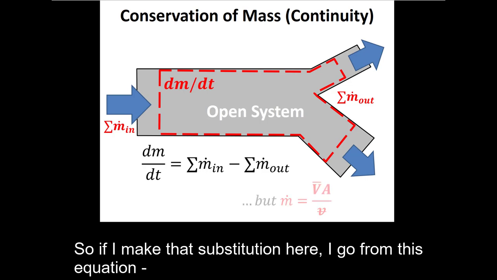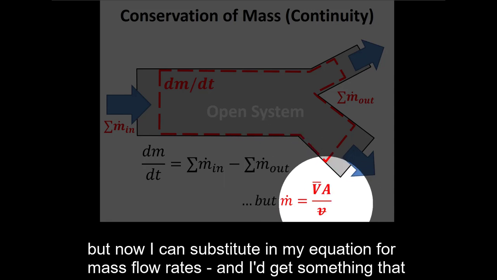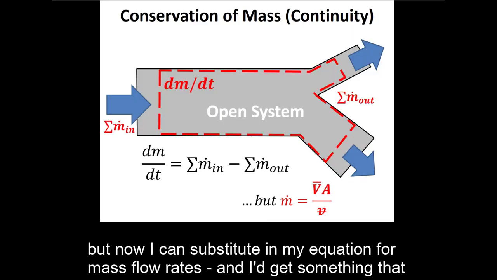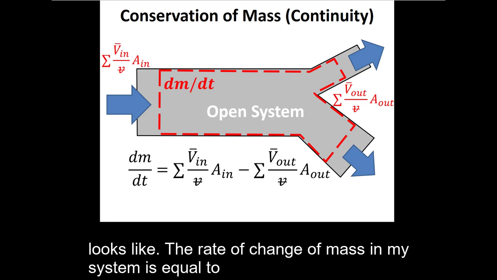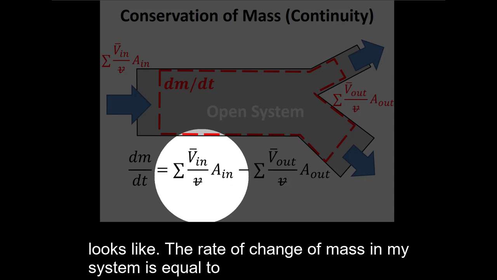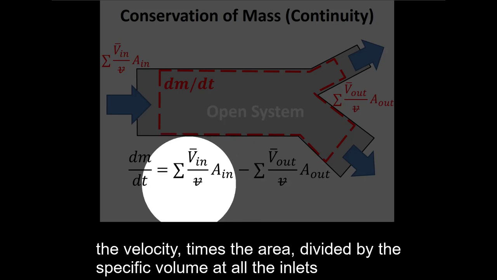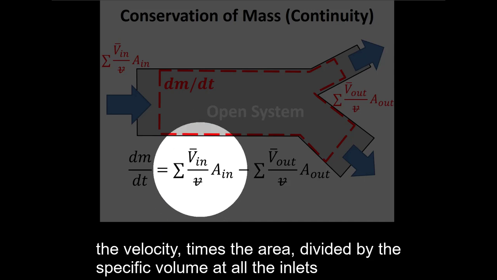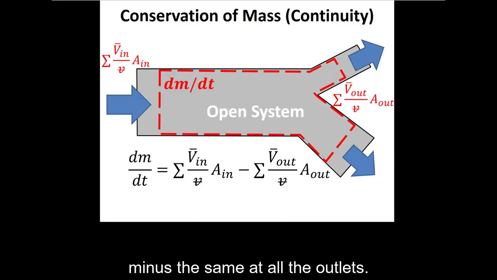So if I make that substitution here, I go from this equation, but now I can substitute in my equation for mass flow rates, and I get something that looks like this. The rate of change of mass in my system is equal to the velocity times the area divided by the specific volume at all the inlets minus the same at all the outlets.